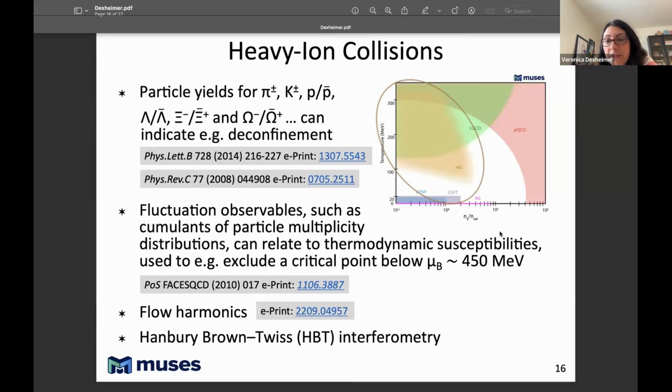I don't know if you guys noticed, but the heavy ion collisions region here is kind of fuzzy. That's because there was a lot of debate in the collaboration trying to determine exactly the shape of this region. But inside this region, we get a lot of information from, for example, particle yields that allow us to understand the confinement, fluctuation observables, and other things.